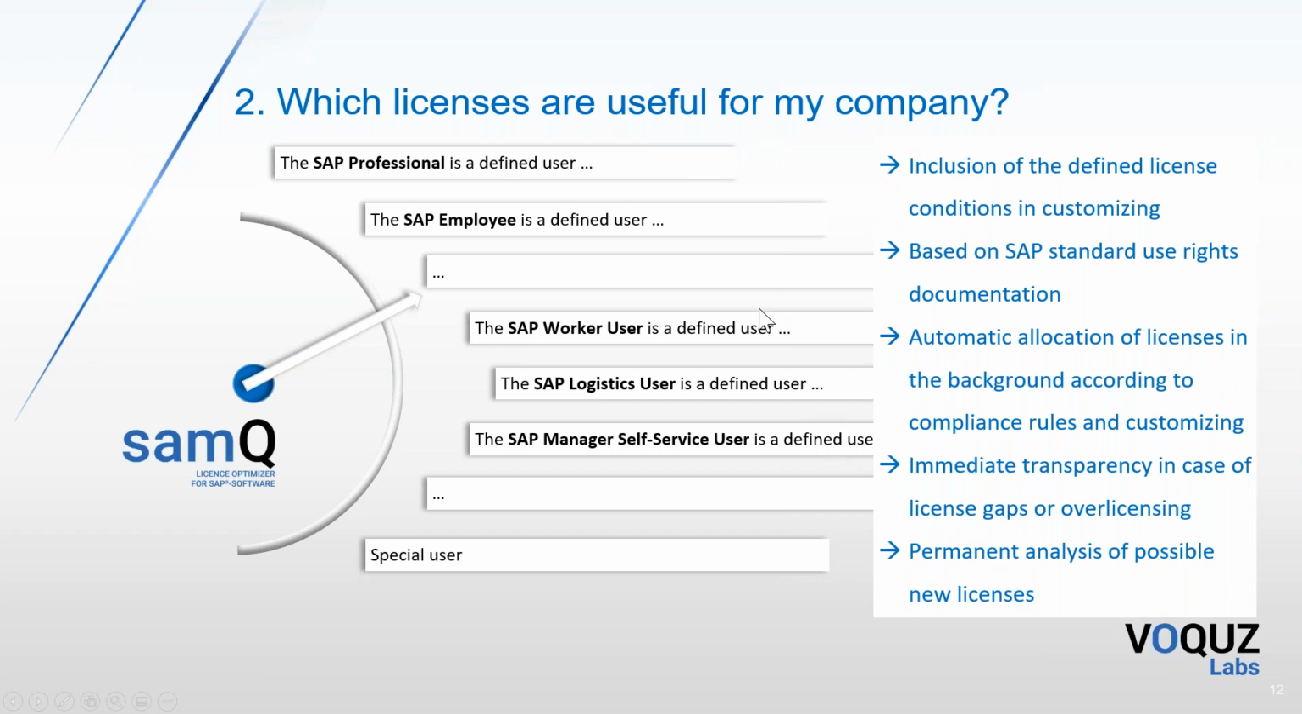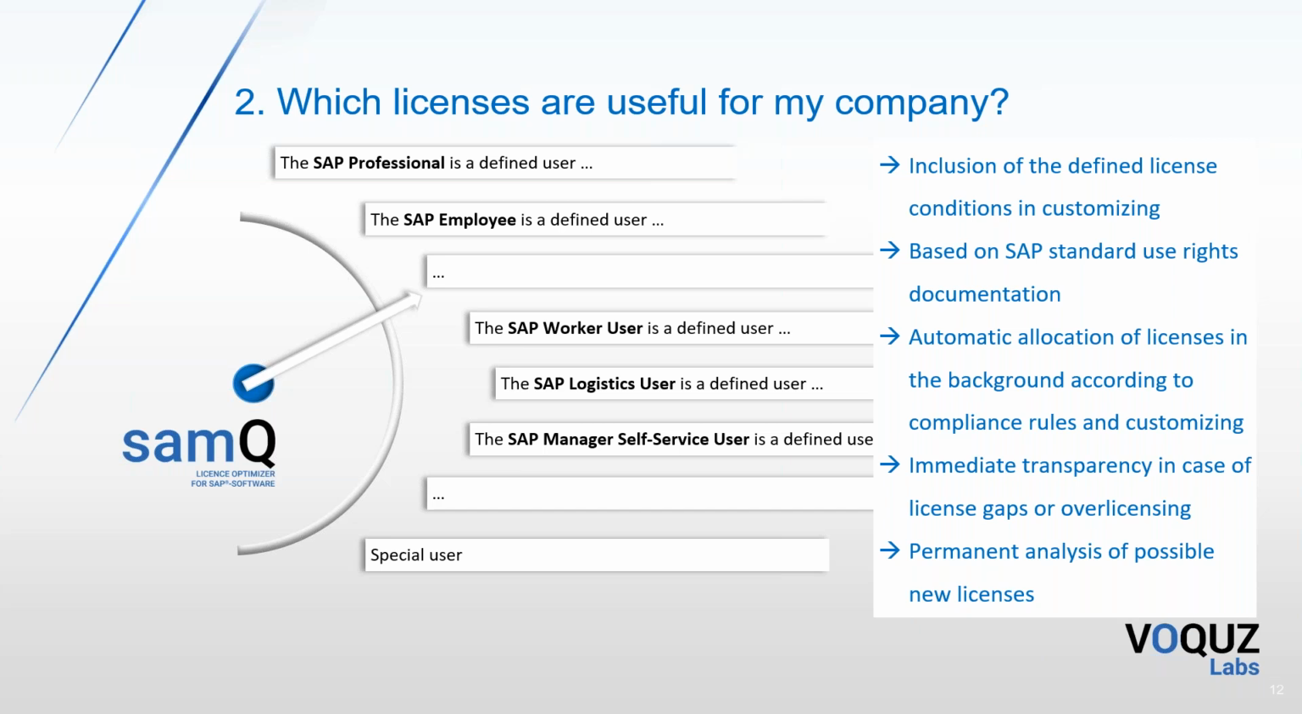So, which licenses are useful for my company? When you measure this with tools, you need to have a tool that, first of all, has all the standard license types according to SAP's use rights definitions. SAP has an official document that you can download from their site, and normally your software license agreement will have a link to this document. This is the use rights document. And in this document, the rights that every user license type has are defined.